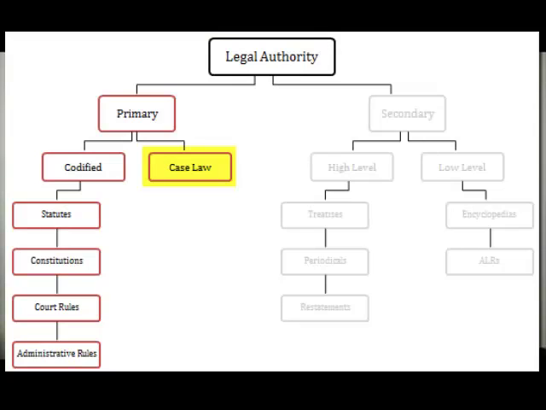Now, we just went through codified law. Well, remember, there's another type of primary authority, and that's called case law. And there's two types of case law. There's binding case law and persuasive case law. Well, what's the difference? Binding case law means that the court has to follow that law. Persuasive means the court could if they wanted to, but they don't have to.